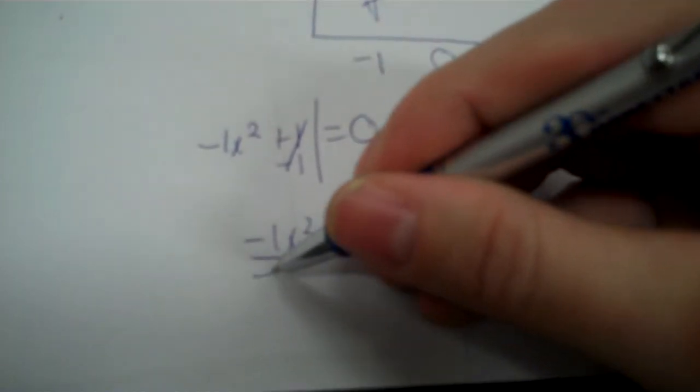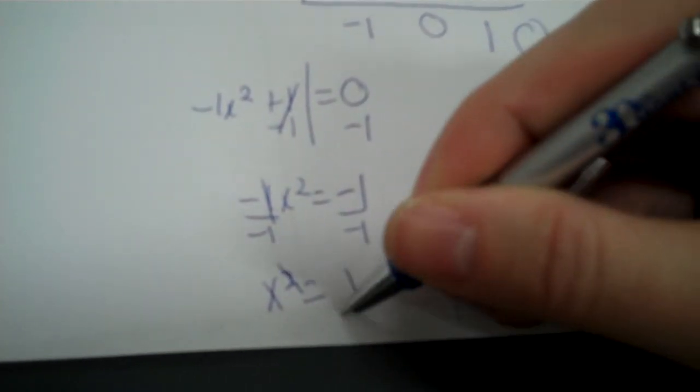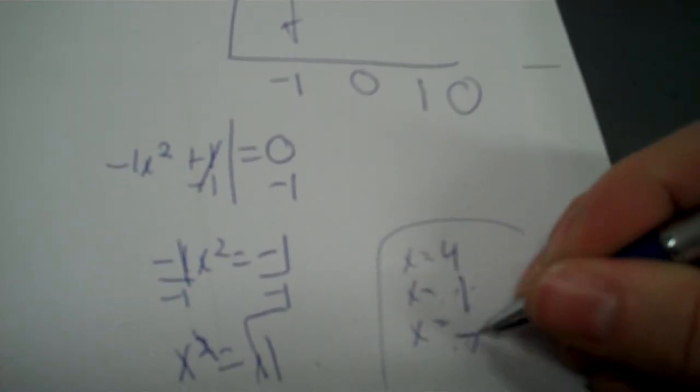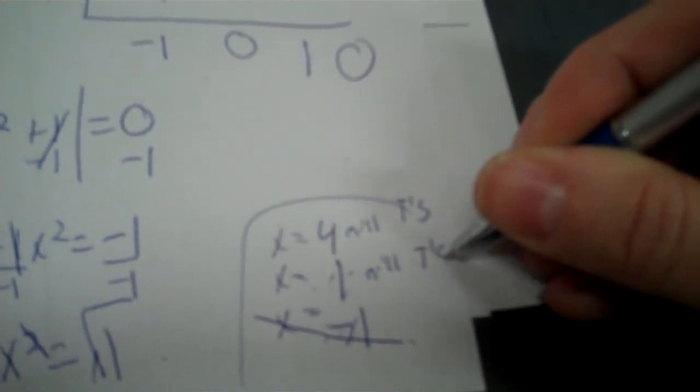Divide by -1, -1 by -1 is 1. And now I apply the square root to 1, which is 1, okay? 1, -1. Ditch the negative, and those are your answers. So X is t-shirts, so put mil tees, million t-shirts.